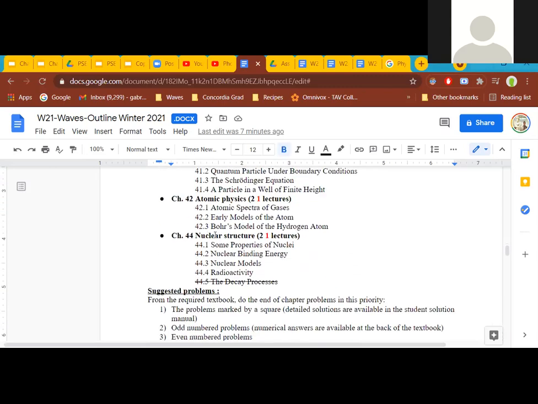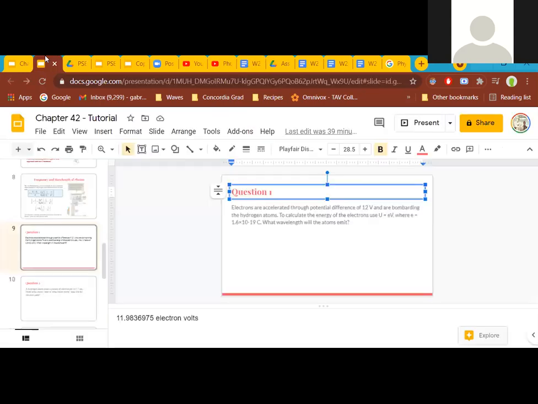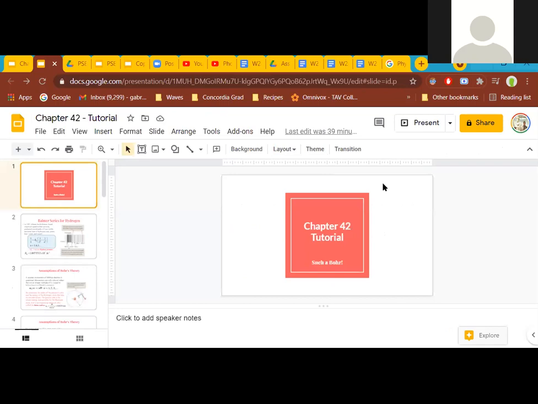Otherwise, I do want to show you some stuff from chapter 42, because I am going to definitely expect you to know how to find the energy transitions for the hydrogen atom, which is basically what we discussed in this chapter. So without further ado, I'm just going to jump right into it.